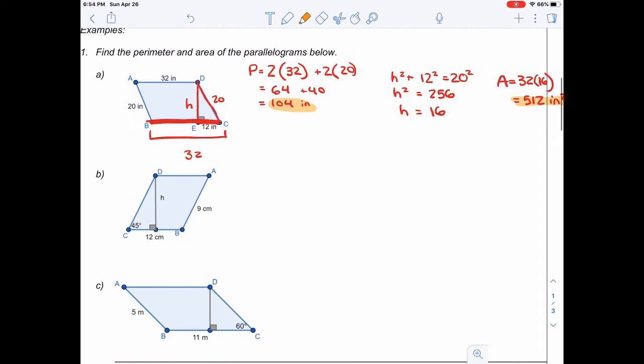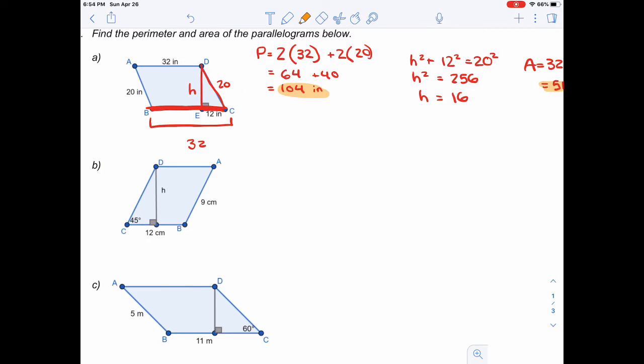Now, moving down here for part B, it's a little bit different because now we're dealing with an angle in our right triangle when we need to find our height, okay? So first, let's go ahead and find our perimeter because that one's going to be super simple. We already have our bases given to us, so that's going to be 2 times 12, plus our other side length, 2 times 9, which gives us 24 plus 18, and that is 42. And make sure, again, you have your units, so 42 centimeters.